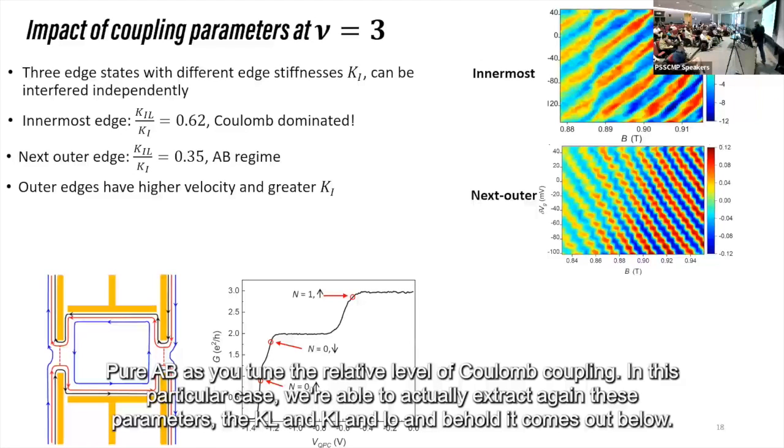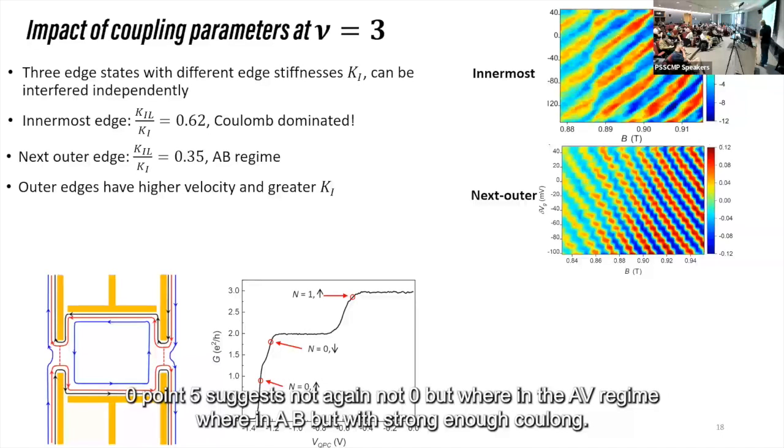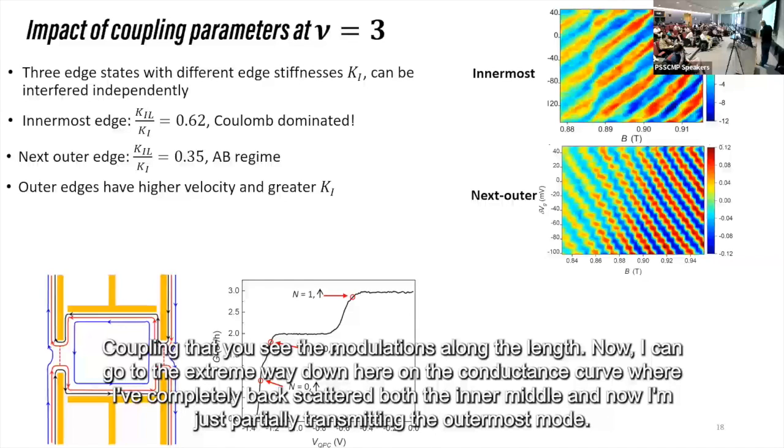In this particular case, we're able to actually extract, again, these parameters, the KIL and KI, and lo and behold, it comes out below 0.5, suggesting, not 0, but we're in the AB regime. We're in AB, but with strong enough Coulomb coupling that you see the modulations along the length.